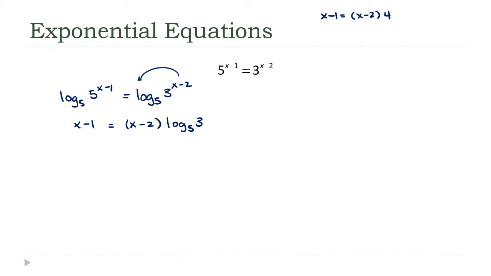Well, you would distribute the 4 into the parentheses. You would move the x over and the numbers over and so forth. I'm going to do the exact same thing here. First, I'm going to distribute that log base 5 of 3 into the parentheses. And this becomes x minus 1 equals x log base 5 of 3 minus 2 log base 5 of 3.